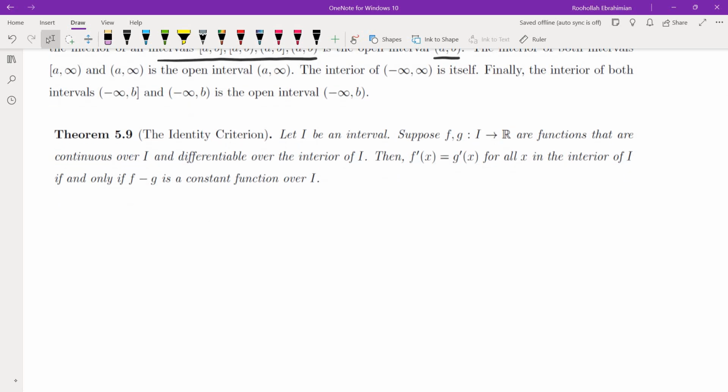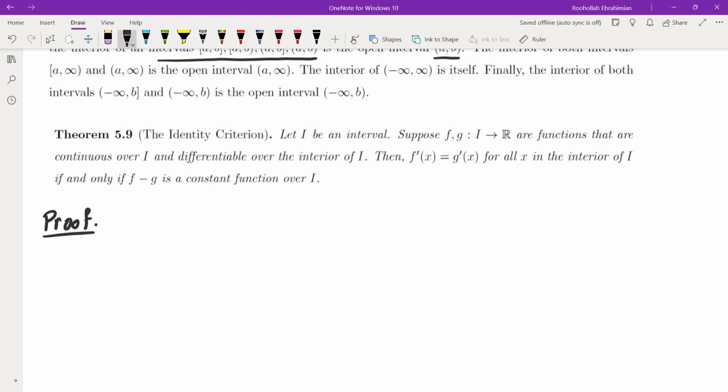Okay, so first application of the mean value theorem. Let I be an interval. Suppose f and g are functions that are continuous over I. So I could have some endpoints. And we would need f and g to be differentiable over the interior of I. So in other words, we need the endpoints to be dropped in order to be able to talk about differentiability.